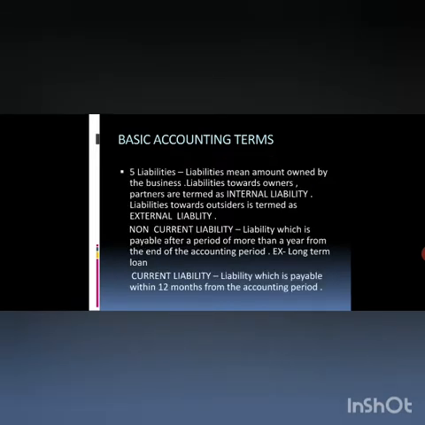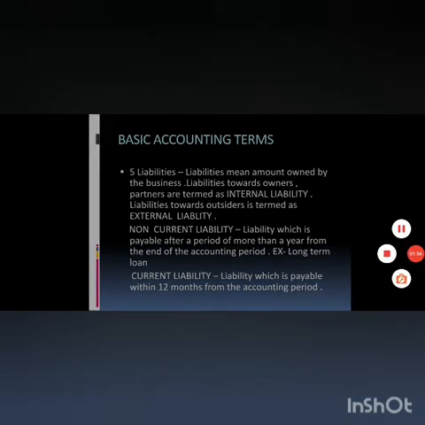Liabilities. Liabilities means amount owed or payable by the business. Liability towards owner or partners of the business is termed as internal liability. On the other hand, liability towards outsiders is termed as external liabilities. External liabilities arise because of credit transactions, for example, bank overdraft, long-term borrowings, etc.